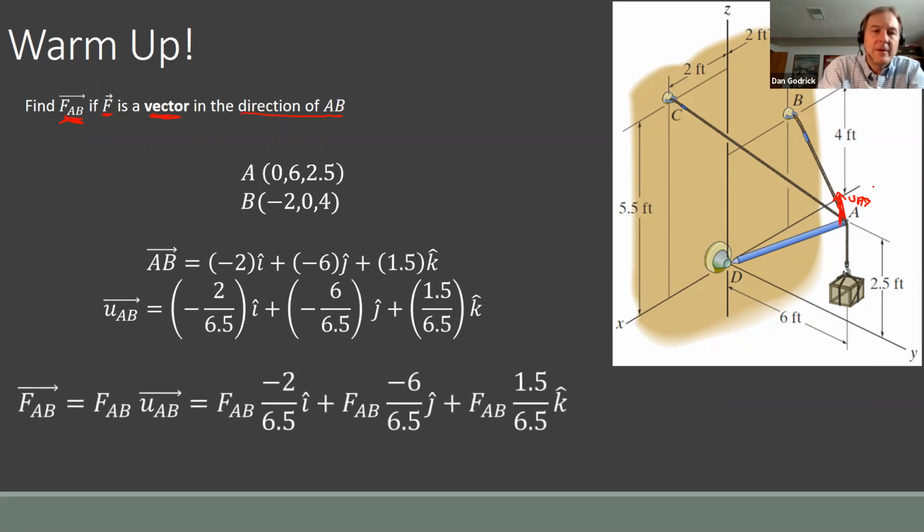So F_AB is the magnitude. Notice how F_AB doesn't have the arrow. That's the magnitude of F_AB times the unit vector. So if it was 50 pounds, that would be 50 pounds times minus 2 over 6.5 in the I, plus 50 pounds times minus 6 over 6.5 in the J, plus 50 pounds times 1.5 over 6.5 in the K. So yeah, the force, its quantity is a magnitude, and its direction is defined by that unit vector.